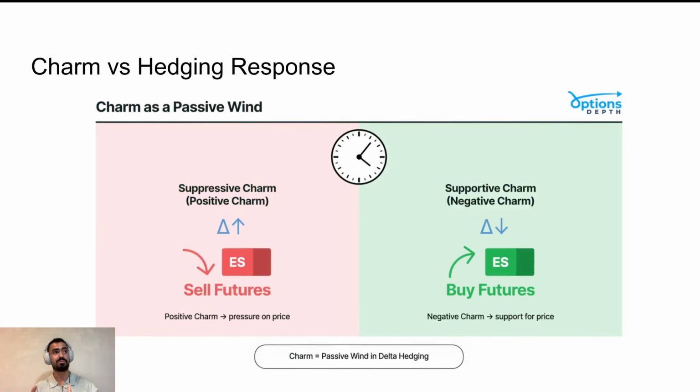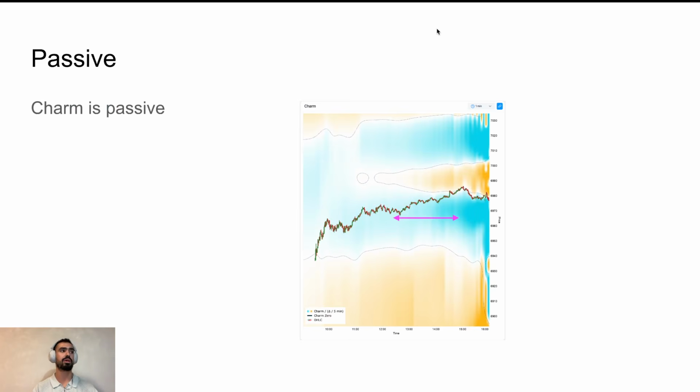And negative charm is going to be supportive. Here, if the delta exposure decreases, market makers are going to have to buy the underlying. So negative charm is supportive. And see charm as a passive wind. Opposite to gamma, charm goes with time. Time always moves forward. Unless you're a magician, time just moves forward. So it is a passive wind that has to happen.